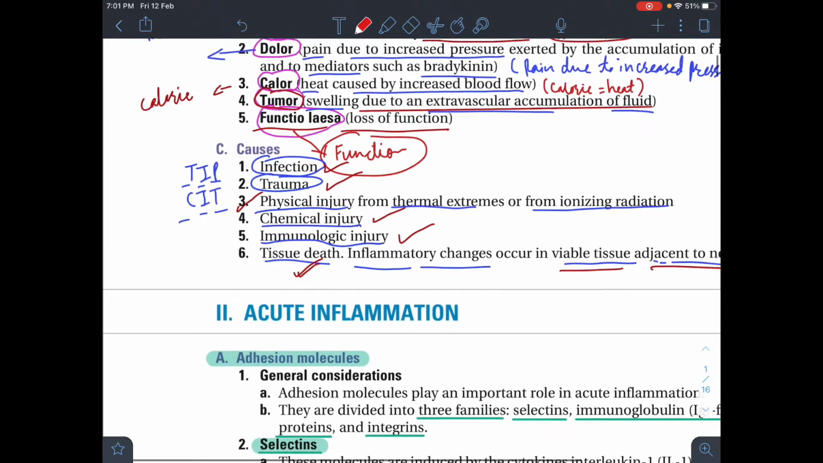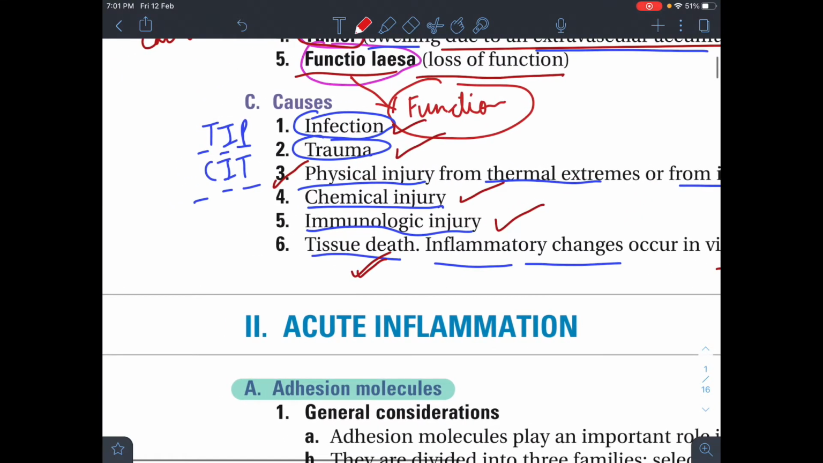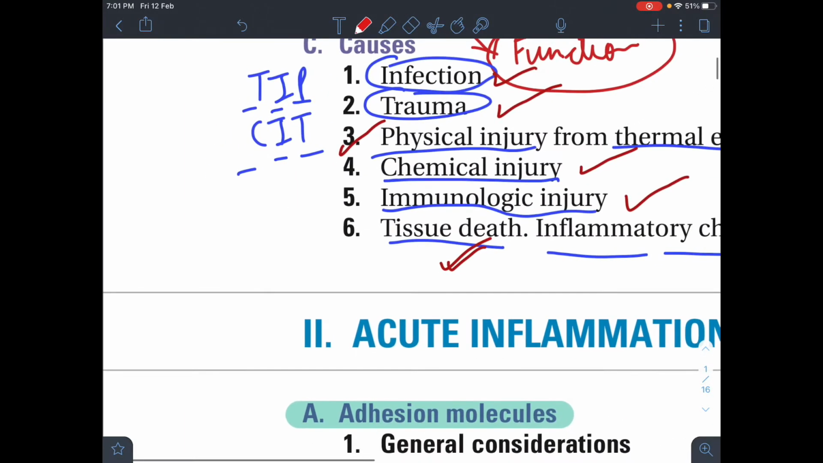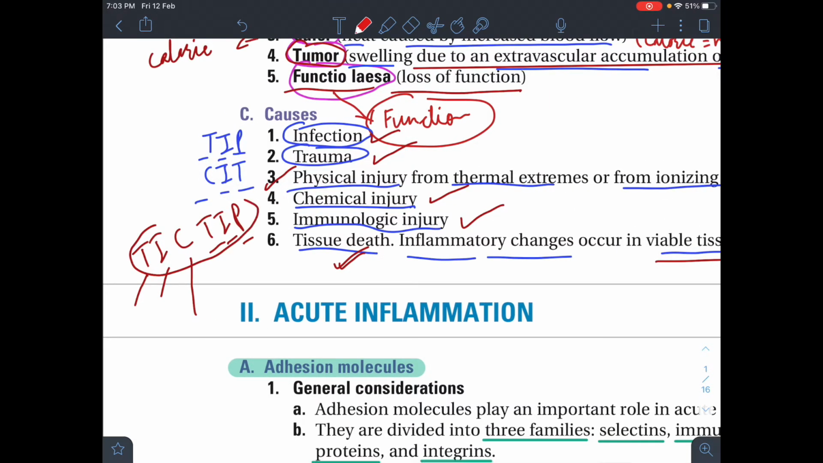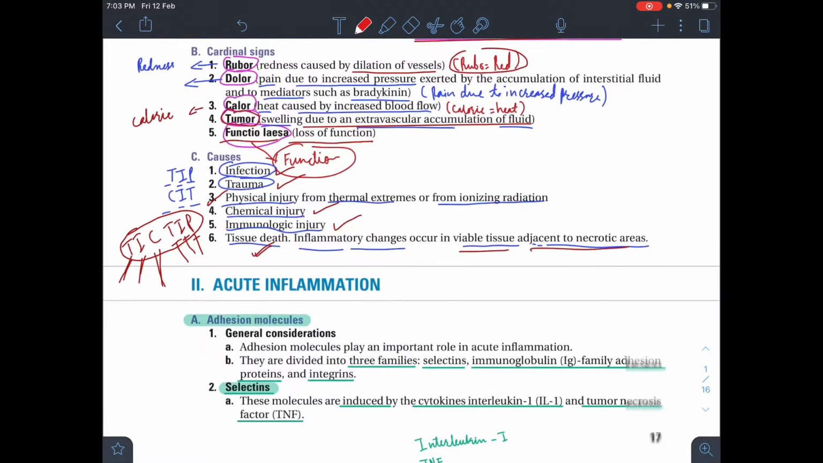So the mnemonic should be TIP TICK, tick tip. P is physical injury, I is infection, T is trauma, T is tissue death, I is immunologic injury, and C is chemical injury. Tick tip. Tissue death, immunologic injury, chemical injury, trauma, infection, physical injury.